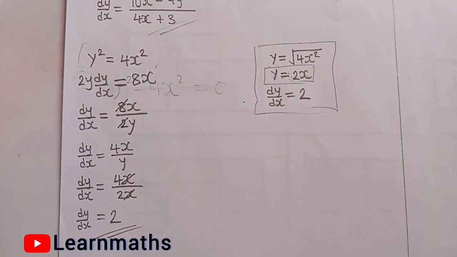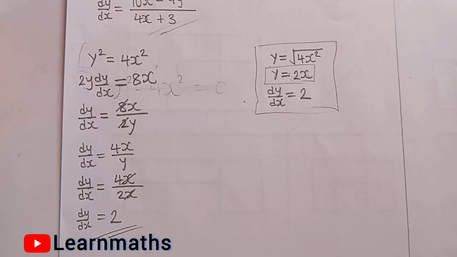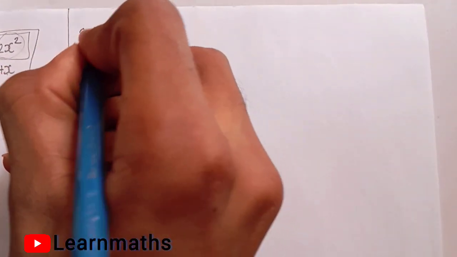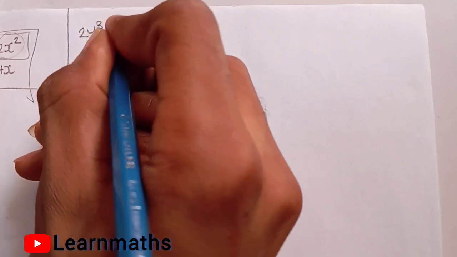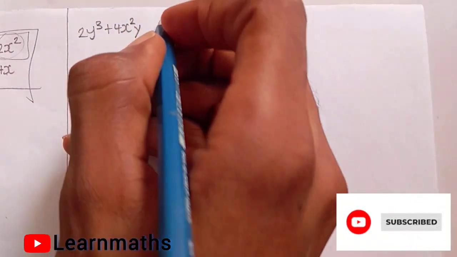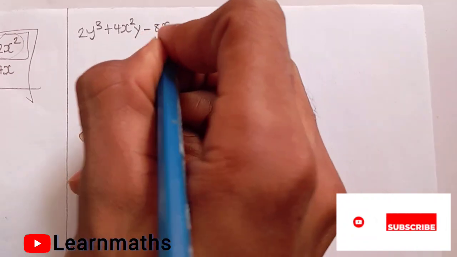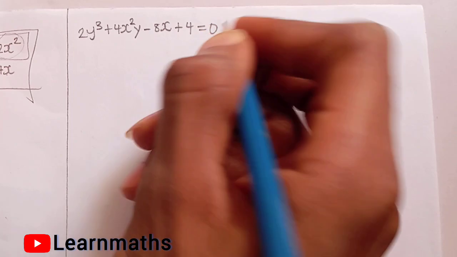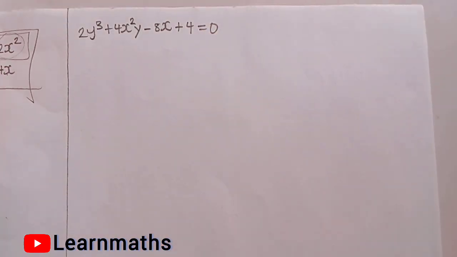Alright, we're going to take one last example on implicit differentiation for the sake of understanding. This is going to be 2y raised to power 3 plus 4x squared y, minus 8x plus 4, equal to 0. Let's try differentiating this using implicit differentiation.